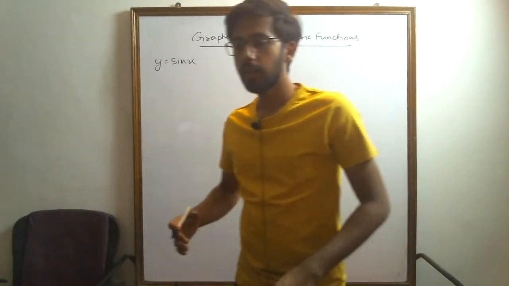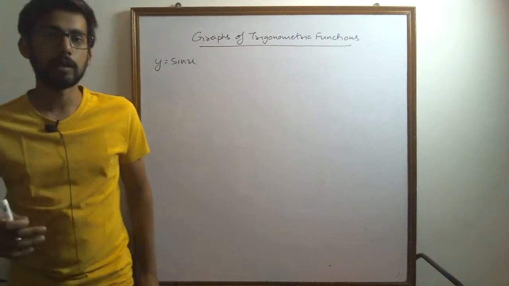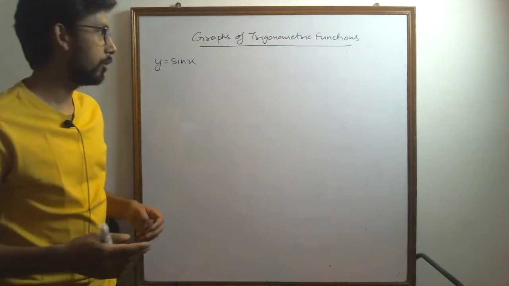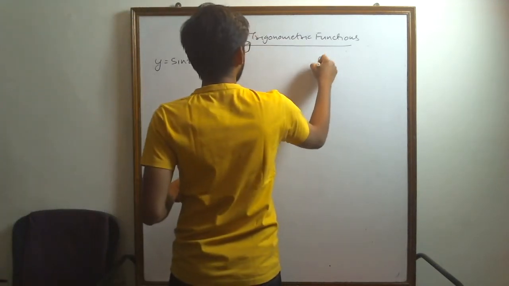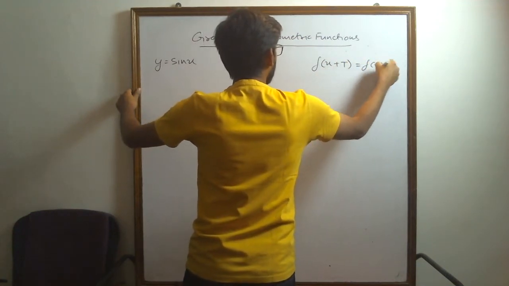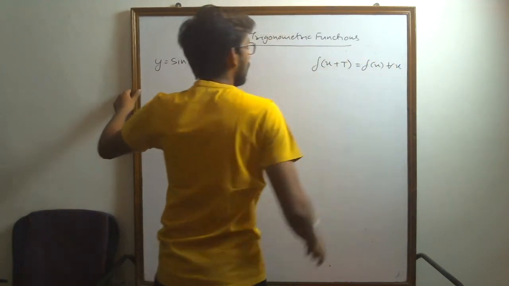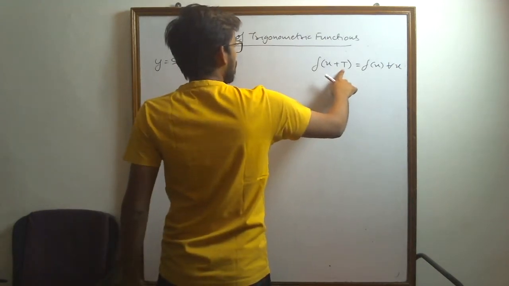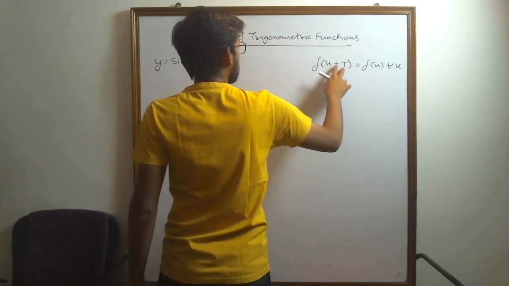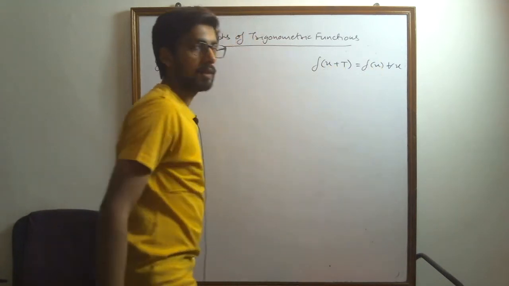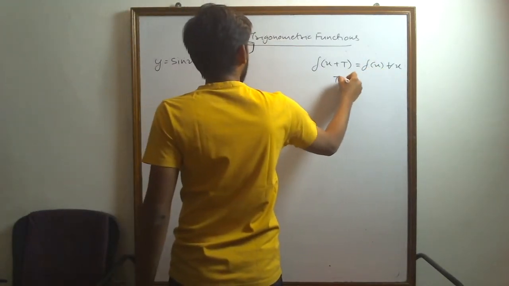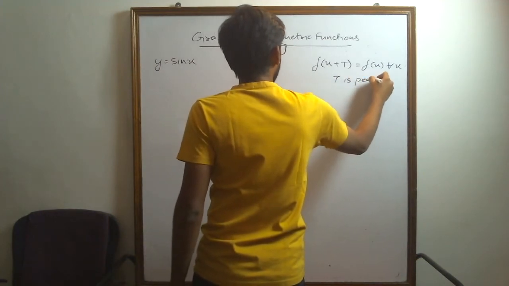First understand that. The period of a function is a value after which the value of the function repeats itself. The formal definition of a period of the function is f(x + T) = f(x) for all x. That means if I increase the value of x by T, the value of the function remains as it is for all values of x, then T is known as the period of the function.